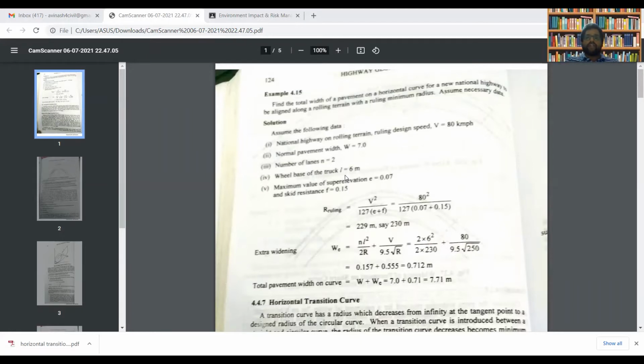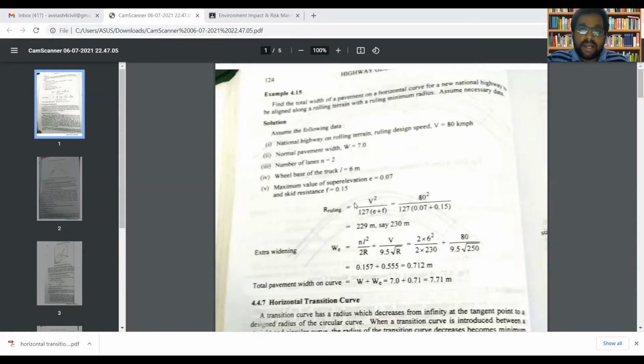The design speed V is equal to 80 km/h. Width of pavement W is equal to 7. Number of lanes N is equal to 2. Wheelbase of the truck L is equal to 6 meter. Maximum value of super elevation e is equal to 0.07 and skid resistance f is equal to 0.15.